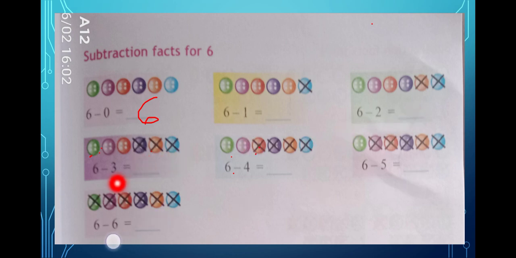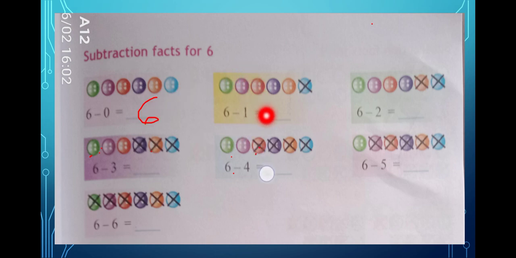When you increase the number in 6 minus 3, you have increased the number from 2 to 3. That means your answer will become 1 less. So 6 minus 3 will be 3. Here 1 is added more, 6 minus 4, 3 became 4, so the answer will be 2. Here it will be 5. And here it will be 6 minus 6, that means completely crossed.